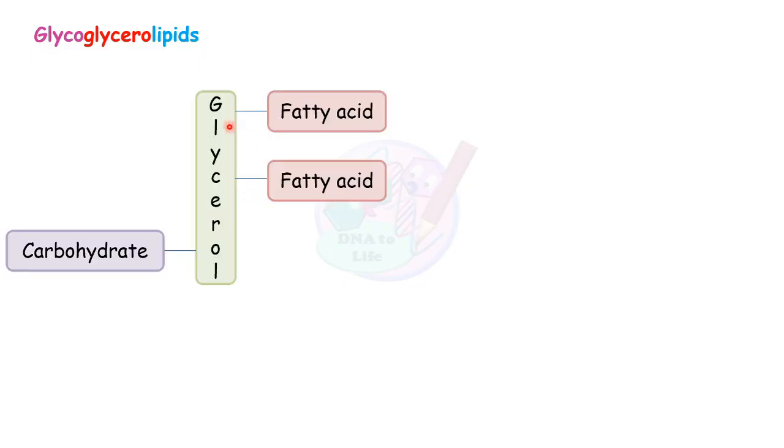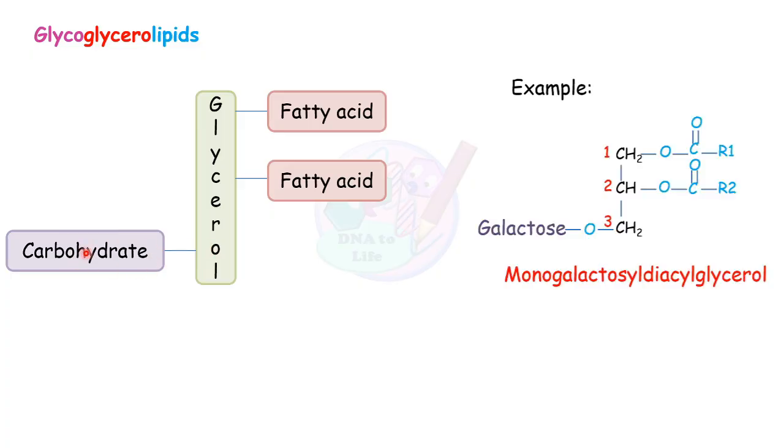Here the backbone alcohol is glycerol, and glycerol is a 3 carbon containing alcohol. The first and second carbon are attached with fatty acids, and with the third carbon the carbohydrate is attached. So this is the glycerol backbone. Here 3 carbons are present and 3 OH groups are attached. With the first and second OH group, the carboxylic acid of the fatty acid chain interacts, and here a sugar molecule is attached with the third OH group. So this molecule is called monogalactosyl diacylglycerol.